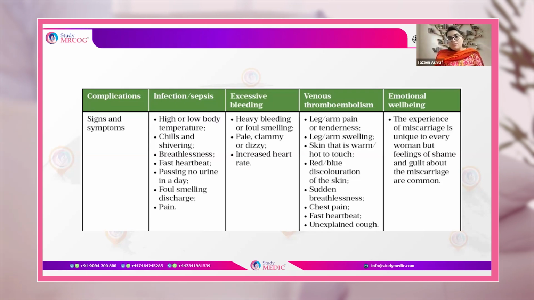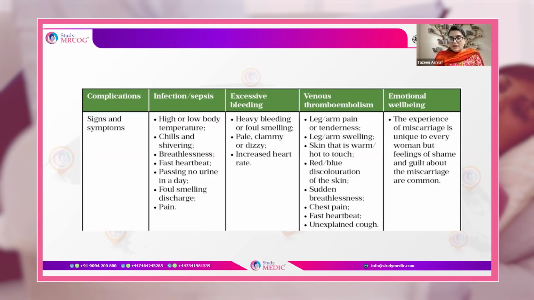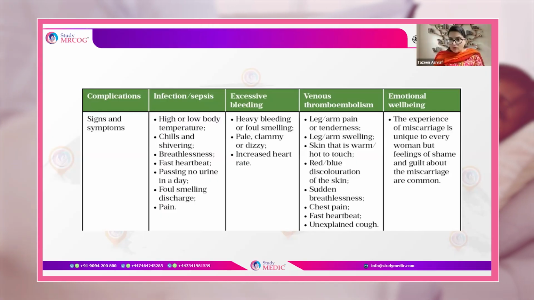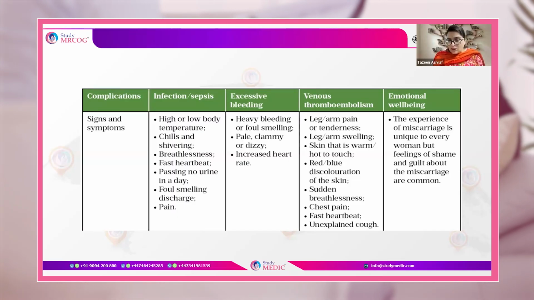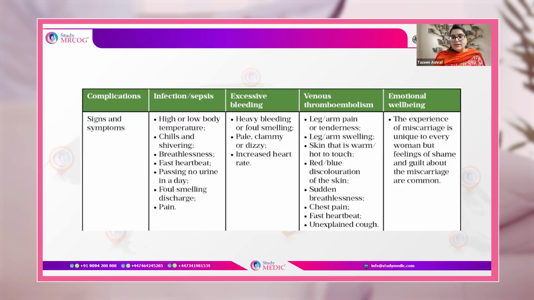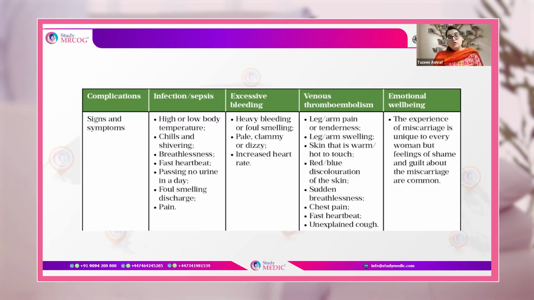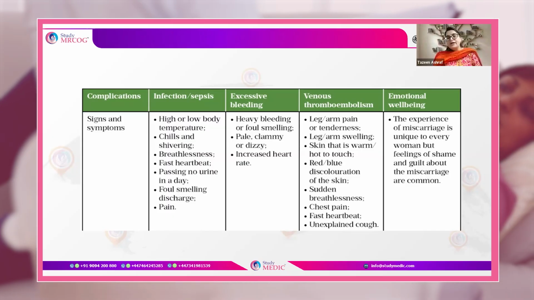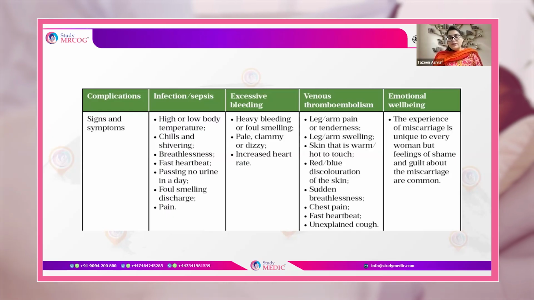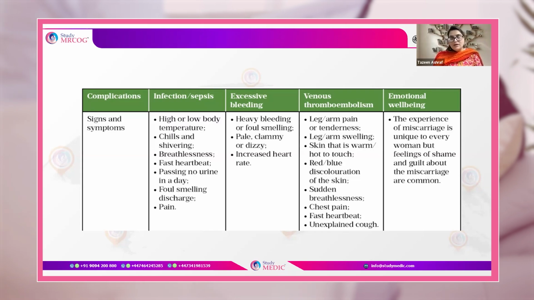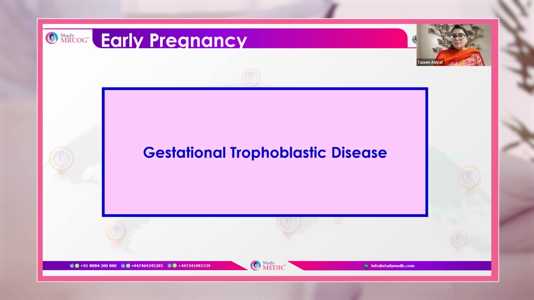Venous thromboembolism patients can present with leg swelling and leg pain, shortness of breath, red and blue discoloration of the skin, sudden breathlessness, chest pain. So the possibility of clot formation can be there, and that's why they should be assessed for venous thromboembolism. And the emotional well-being of patients in cases of miscarriage is very, very important, and they should be provided support, as most of the time patients feel guilt and blame themselves. That should be kept in mind, and appropriate support should be there.